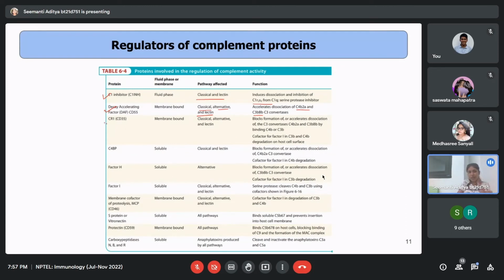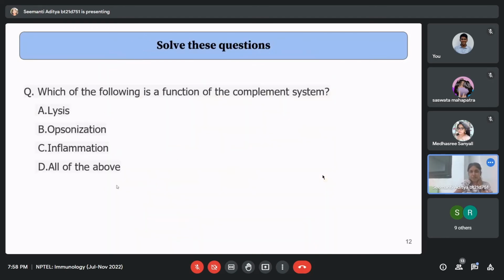Likewise, CR1 is again a complement receptor. This is also involved in regulation. It blocks the formation or association of C3 convertases by binding to either C4b or C3b. So likewise, all of these proteins are associated with different functions and regulation of the complement activation.